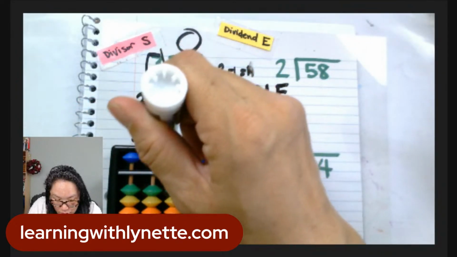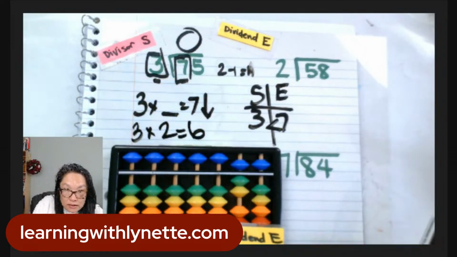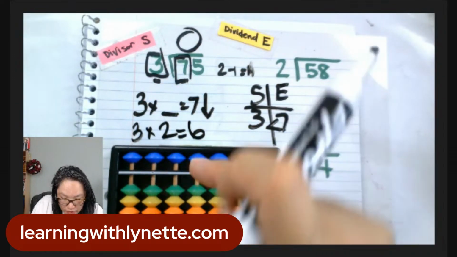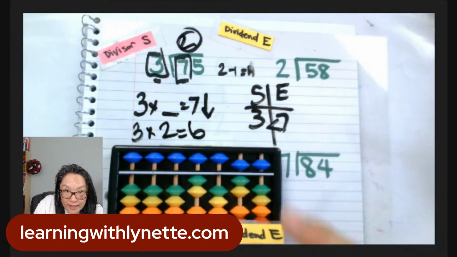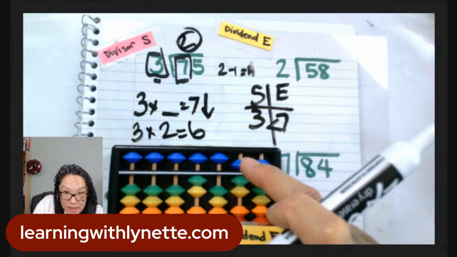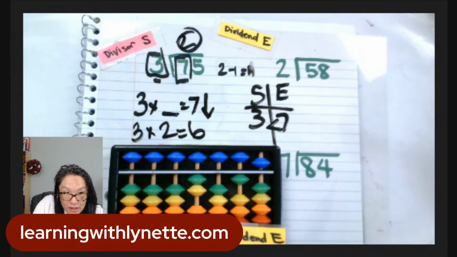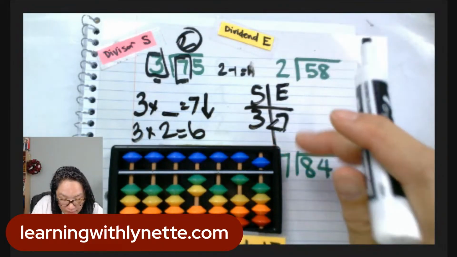3 times 2 is equal to 6. So I'm going to add the 2, which is my quotient, and then I'm going to take away the 6. Take away 5, take away 6. So I'm left with 15. So now I have to compare again.